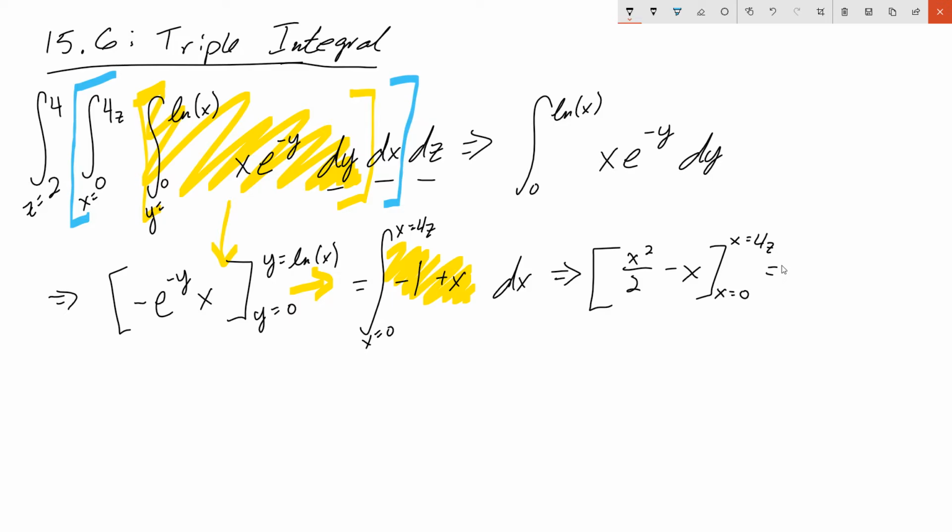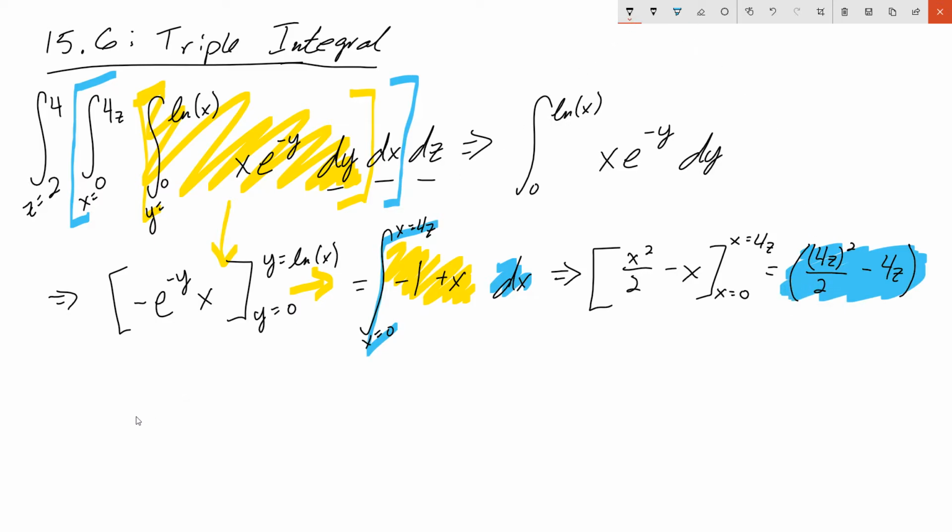Now, because we're solving in terms of z here, what we're going to end up with for the solution to the second part of the integral is we have 4z squared over 2 minus 4z. And now again, that was the blue area of the integral, right? We needed the yellow one to solve this blue part. And now this is our solution to that second integral with respect to x.